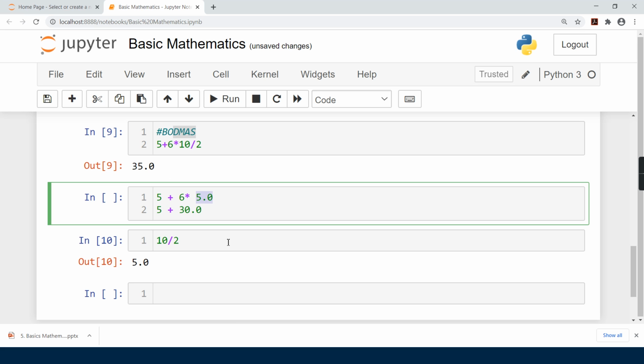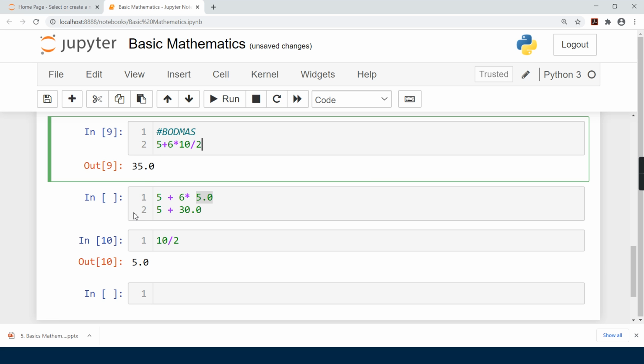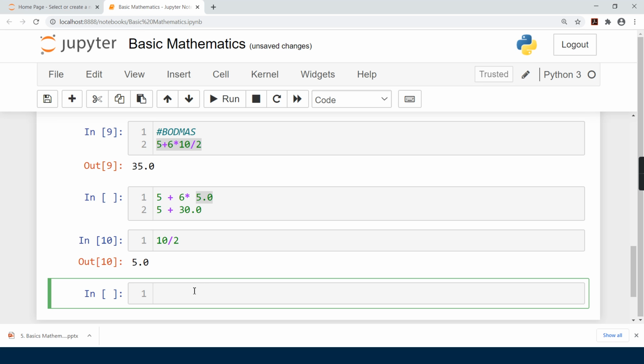Now let's say I had actually wanted to add 5 to 6, and then multiply it with 10 and then divide the entire value by 2. So we saw that if we simply write it like this, we're getting the value as 35 because of the order of operations. But now I want to change the order. So let me just copy this out.